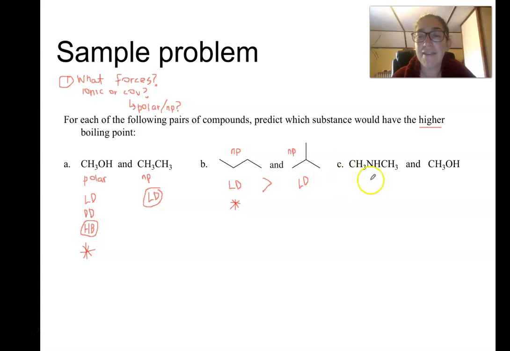All right, and then lastly, part C, where again, we need to know what forces it has, so we need to ask, are they polar or nonpolar? Well, this one has a nitrogen, which is going to make it polar. And this one has an oxygen, which is going to make it polar. So that means they both have London dispersion forces. Everything has London dispersion forces. They both have dipole-dipole forces because they're both polar.